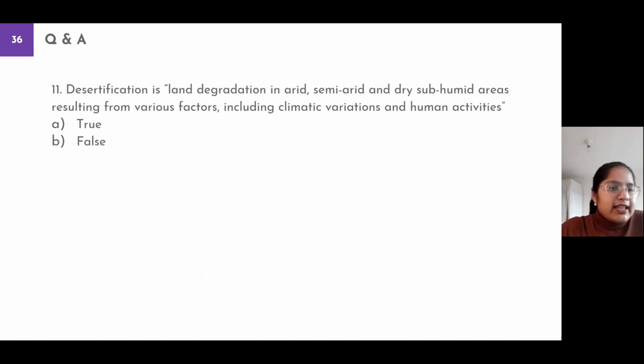Moving on, question 11. Is this true or false? Desertification is land degradation in arid, semi-arid, and dry subhumid areas resulting from various factors, including climatic variations and human activities. A, true, B, false. So the correct answer is true. Desertification is indeed land degradation in arid, semi-arid, and dry subhumid areas resulting from various factors such as climatic variations and human activities. So the statement was correct.